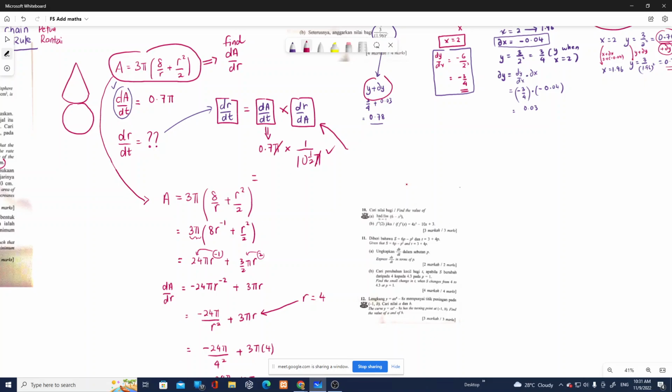Okay, so pi and pi boleh potong. Then you get 0.7 divided by 10.5. 0.7 divided by 10.5, you get, okay, kalau nak dalam pecahan is 1 over 15. Okay, cm s minus 1 sebab dia kadar perubahan jejari. Okay, so this is the answer. Ini jawapan. You can write in bentuk pecahan? Can? Because if you write in decimal, it will be 0.0667 cm s minus 1.